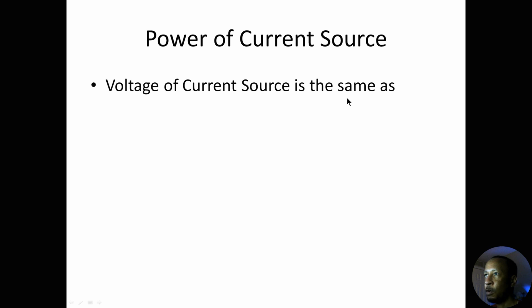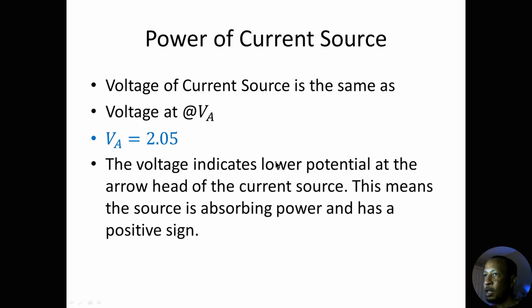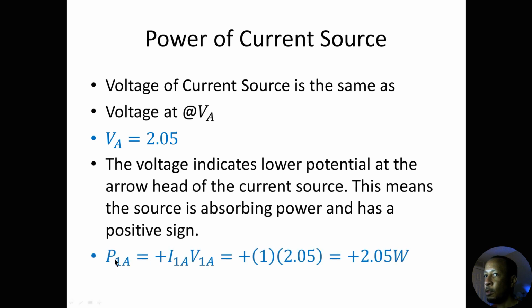Now, the power of the current source. The voltage of the current source is the same as the voltage at VA. So VA equals 2.05, and the voltage indicates lower potential at the arrowhead of the current source. This means the source is absorbing power and has a positive sign. So therefore, the power of that 1 amp current source equals plus I of 1 amp times V of 1 amp, which equals plus 1 times 2.05, which equals plus 2.05 watts. And so it is absorbing power.